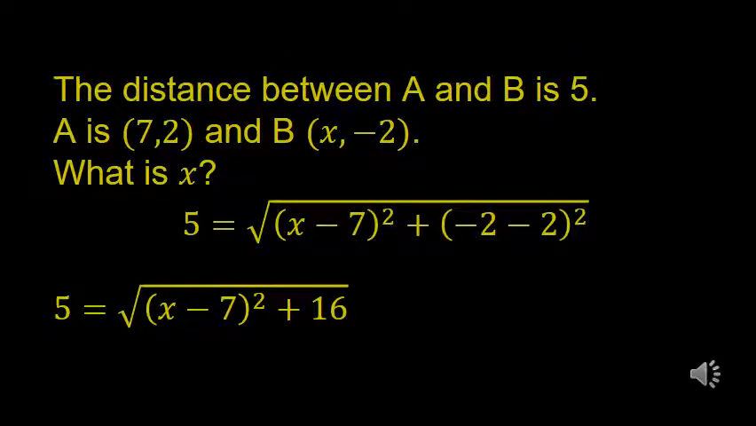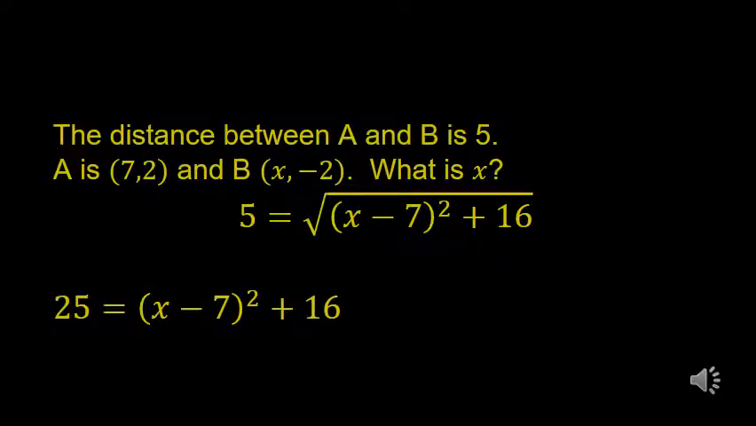What I want to do is simplify this as much as I can, and the first thing I did is -2 minus 2, that's -4. If you square that, you get 16. The big step that's different from just finding distance is the next thing I did: I squared both sides of the equation. I took 5 squared and got 25.